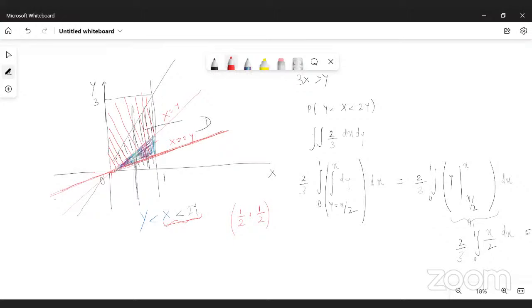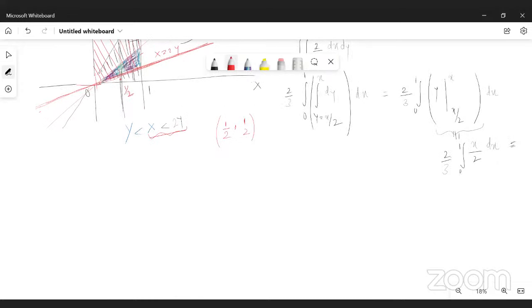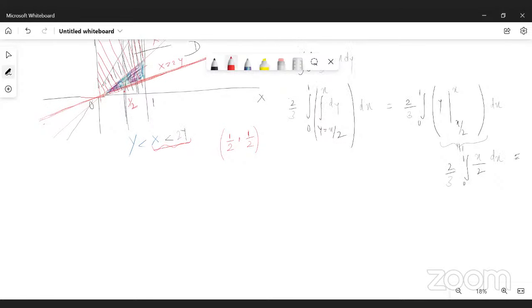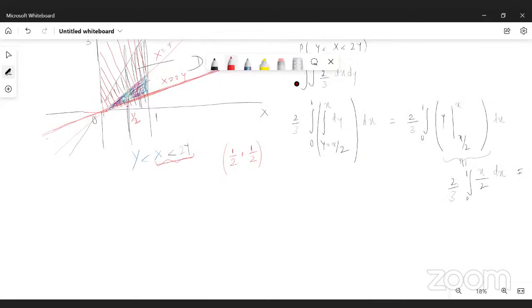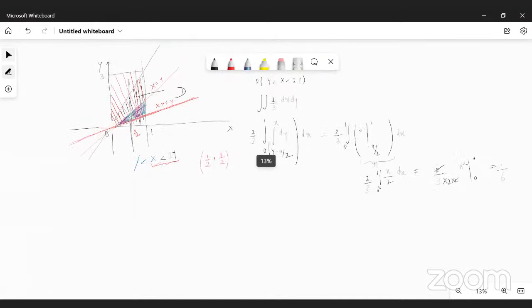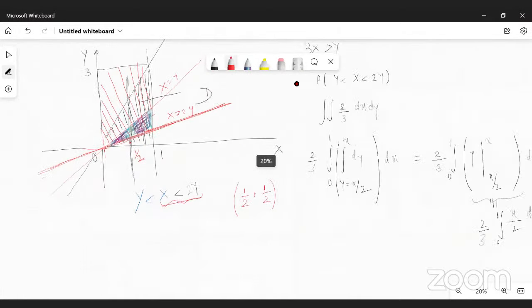The cursor is not visible. Sorry, the cursor is not visible. You are marking something somewhere. Oh yeah, wait. So x is 1/2 and y will be 1/2. Where? This is 1/4. This is again 1. This is 1/2.